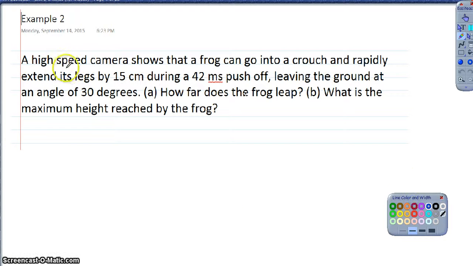But anyway, high-speed camera shows that a frog can crouch and go and rapidly extending its legs 15 centimeters during a 42 millisecond push-off. Okay, so for the frog, as the frog is accelerating away from the ground, he's pushing off, he's accelerating, and then he's going to leave the ground with a certain velocity. So my goal for this projectile problem is I want to find that velocity at which he leaves the ground with, right? So if I start thinking through the information, well, I know the 0.15 meters is how far he accelerates. He does so for a time of 42 milliseconds, which is 0.042 seconds.